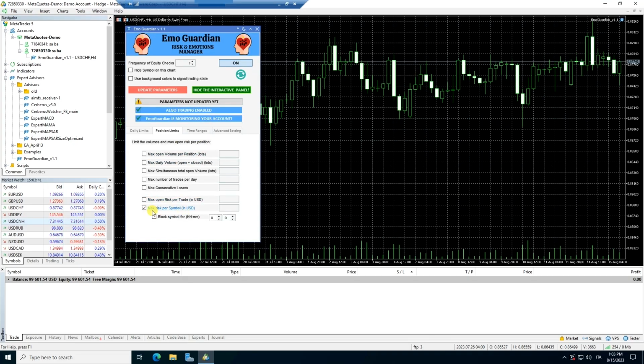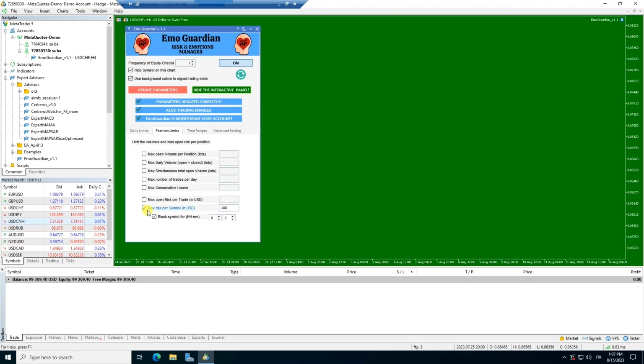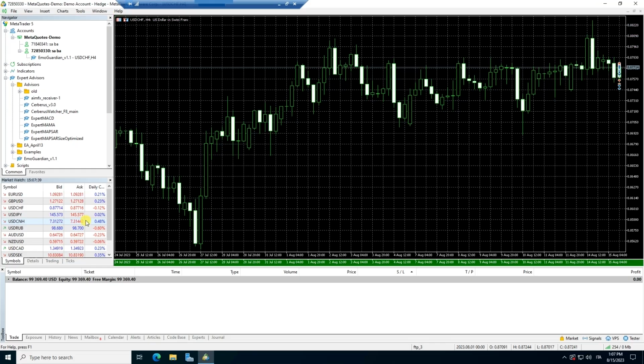That is this one, this maximum risk per symbol. Okay, so let's impose a maximum risk per symbol of 100 USD, and let's block the symbol for 2 minutes. So by doing this, once I reach a total risk of 100 USD, that symbol will be disabled, let's say, for 2 minutes. So I cannot trade the symbol for 2 minutes. Let me show you how this works.